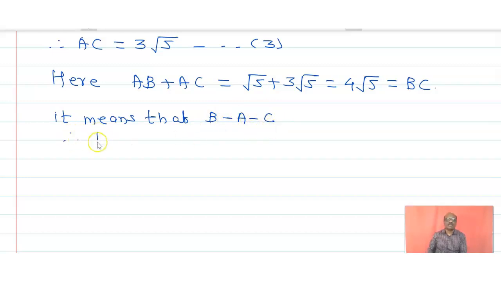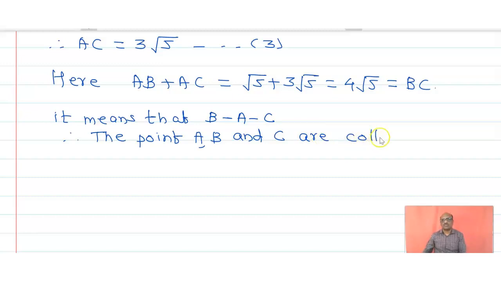Therefore points A, B and C are collinear. Okay, the points are collinear. That means the biggest distance is equal to the sum of the other two distances.